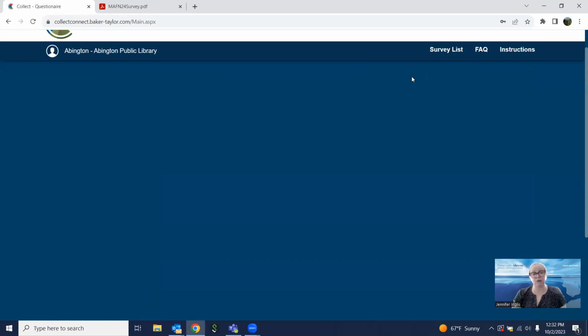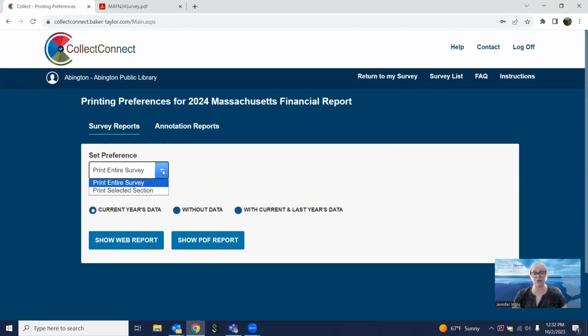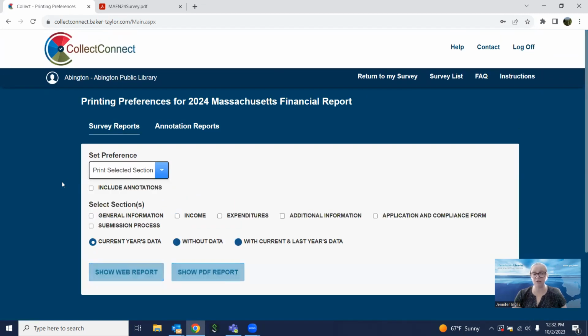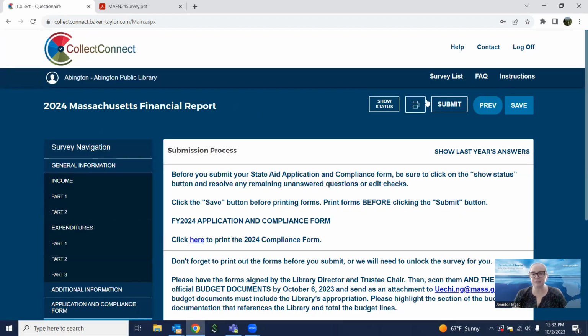This is print. You can pull up, you can print your entire survey, you can print just a section of your survey. You can include annotations, which are the notes that you leave to yourself or to MBLC. You can do current year's data, you can do without any data, you can do with current and last year's data, depending on whether or not it's confusing to you to have that information. Return to my survey.